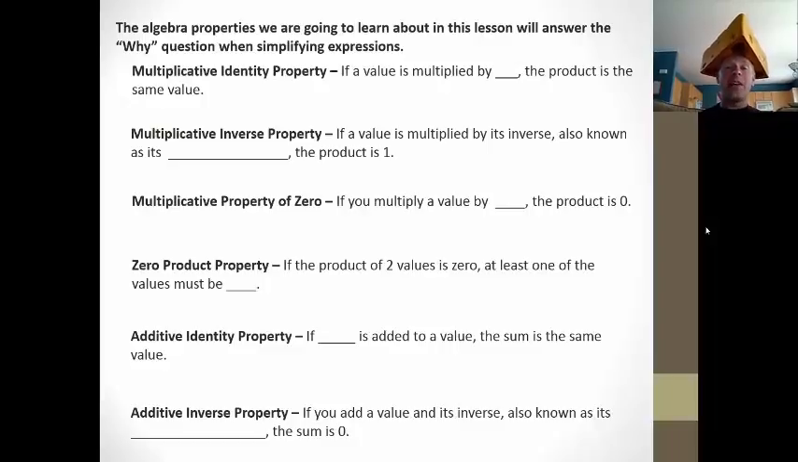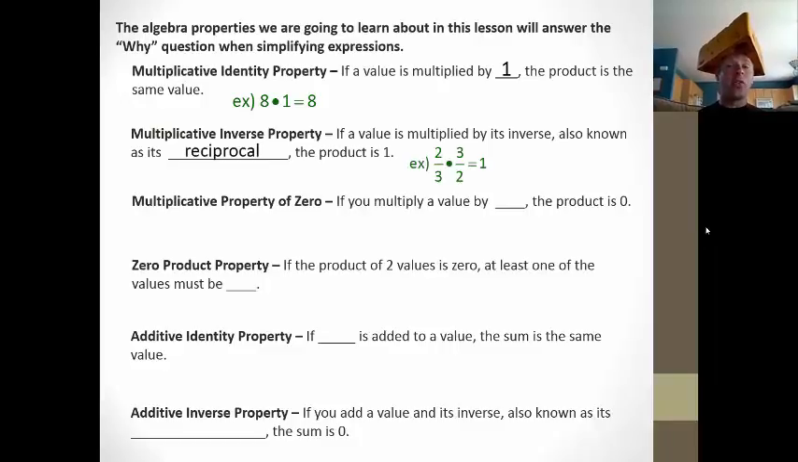So our first property is the multiplicative identity property. And what that says is if a value is multiplied by 1, the product is the same value. Our example is 8 times 1 is 8. We're multiplying, and it's identical to what we started with. 8 times 1 is 8. Now we have the multiplicative inverse property. If a value is multiplied by its inverse, also known as its reciprocal, then the product is 1. Notice in this property we're not multiplying by 1, we're multiplying to equal 1. So 2/3 times 3 over 2 is going to simplify to 1.